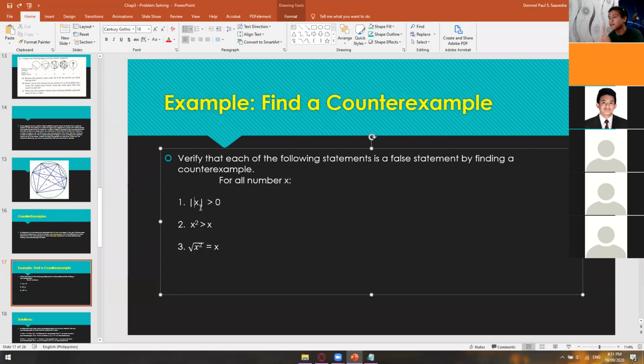So we only have one number that made this statement false, which is 0.